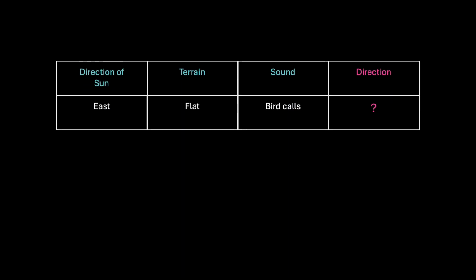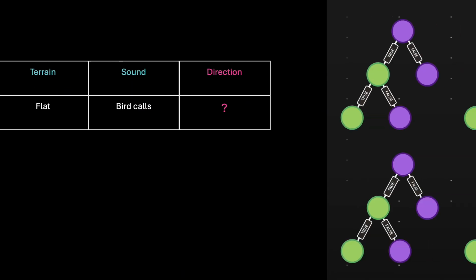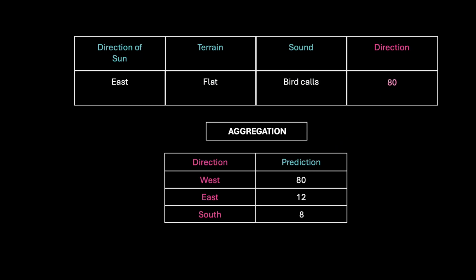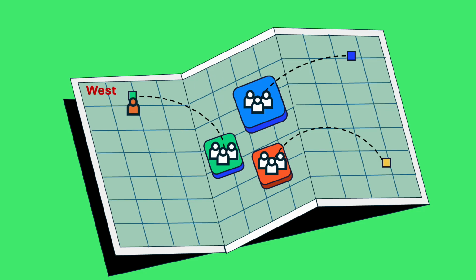Now our trained random forest predicts direction based on sun, terrain, and sound. It runs data on all trees, checks and aggregates majority votes, and predicts direction as west. Note, this process of bootstrapping and aggregating to make a final decision is known as bagging. Finally, you can confidently head in the right direction.